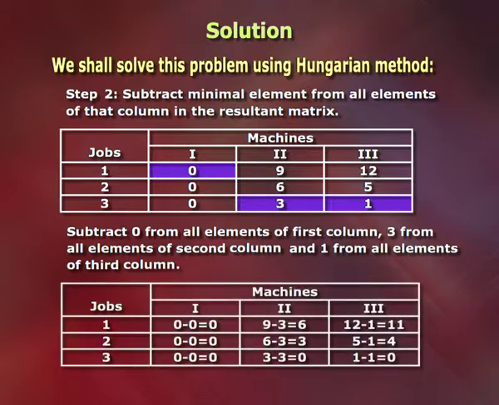So, the new table that we get is, column wise, 0 minus 0 is 0, 0 minus 0 is 0 and 0 minus 0 is 0. Second column, we have to subtract 3. So, 9 minus 3 is 6, 6 minus 3 is 3, 3 minus 3 is 0. And the last column, 12 minus 1 is 11, 5 minus 1 is 4, 1 minus 1 is 0.